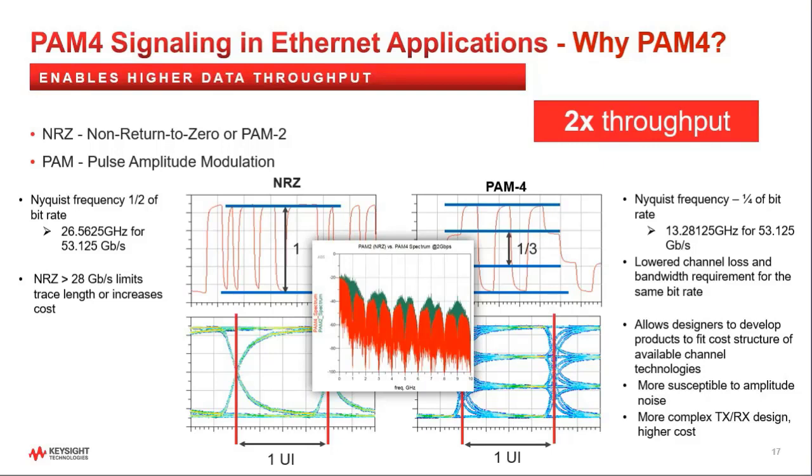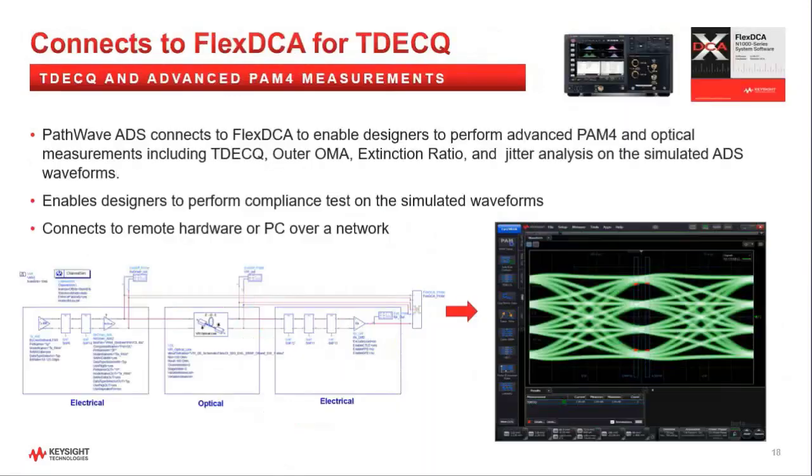Since there are more levels, it makes the system a little bit more susceptible to amplitude noise. That is another downside of PAM4, but again, the gain from PAM4 is a lot bigger compared to those downsides. Therefore, PAM4 became a kind of standard signaling, especially in Ethernet applications.